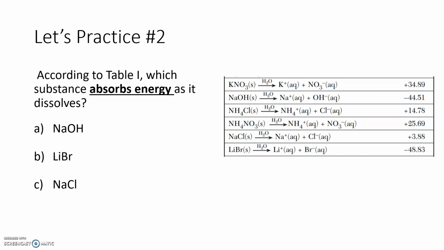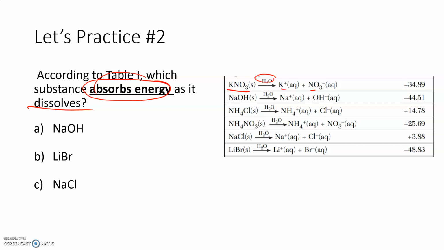Okay, here's our next practice, and there's one more after this. It says, according to table I, which substance absorbs energy as it dissolves? All right, let's take care of the dissolves part first. At the bottom of table I, you'll notice there are some of these reactions where there's a little H2O written above the reaction arrow. Basically the purpose of that is to tell us that if we see a substance like KNO3 and then a little H2O above the arrow, that substance is being dissolved in water. That's why it's breaking apart into these ions here. So that's the first part. If you want to know the delta H, or how much energy is absorbed or released when something dissolves in water, find those reactions with the little H2O above the arrow.